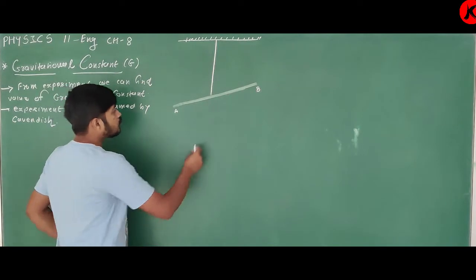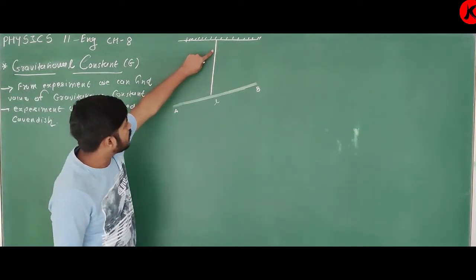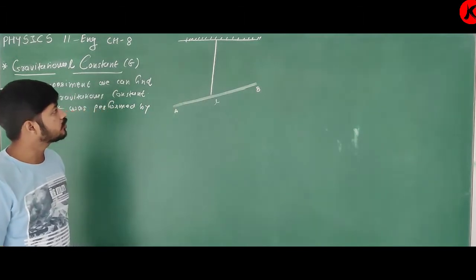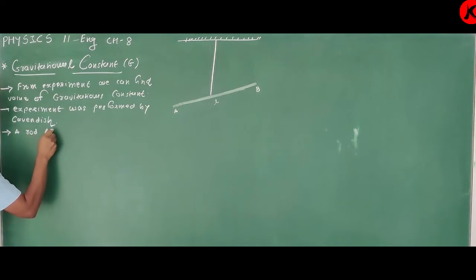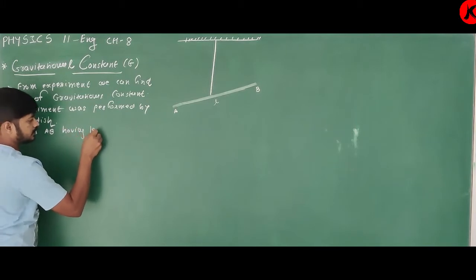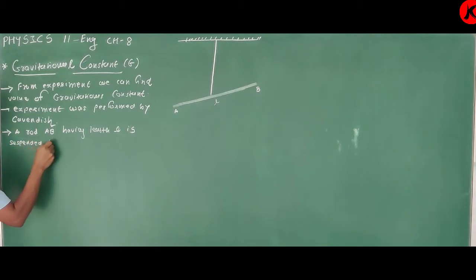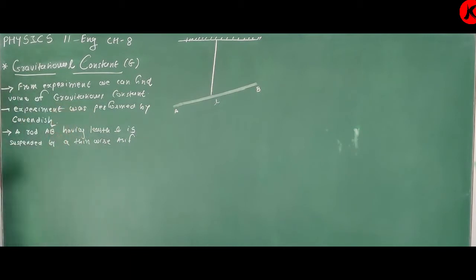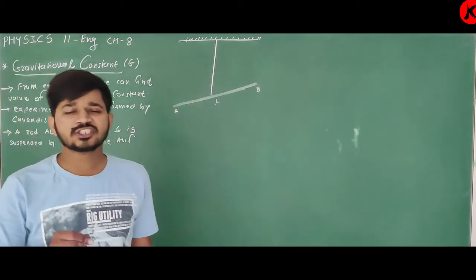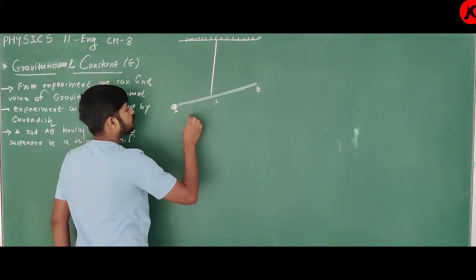The length of this rod AB is L. It is a wire, it is a rod. So we will write the statement as shown in figure. A rod AB having a length L is suspended by a thin wire as shown in figure. Clear? Okay. Now, two small lead spheres are attached to two ends of rod AB.